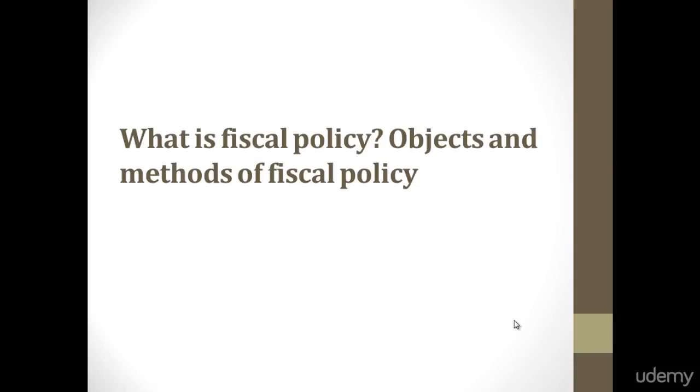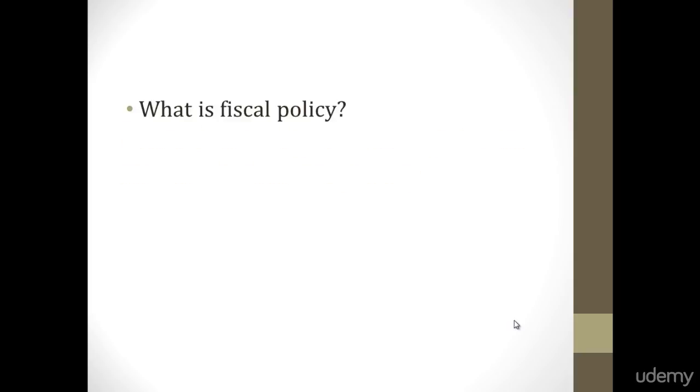Hi, here I will tell you what is fiscal policy, objects and methods of fiscal policy. First, I will tell you what is fiscal policy. The origin of the term fiscal is fisc, which means treasury of the state. So, fiscal means relating to the treasury of the state. Fiscal policy is an additional method to determine the public revenue and the public expenditure.